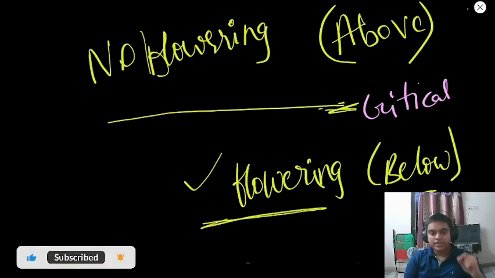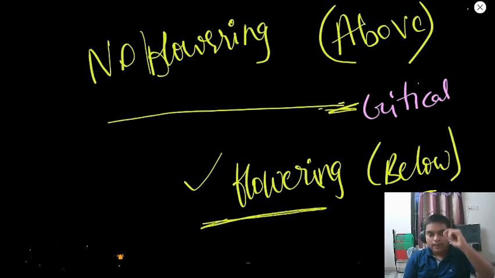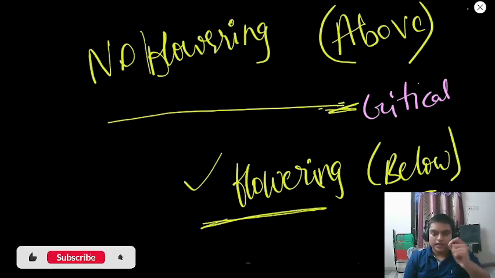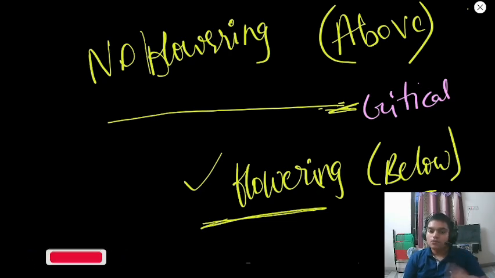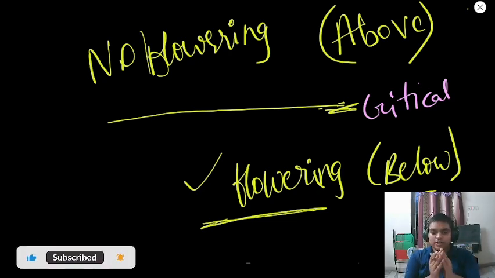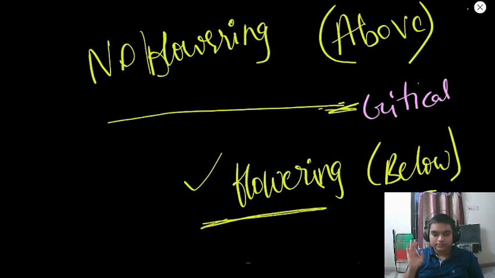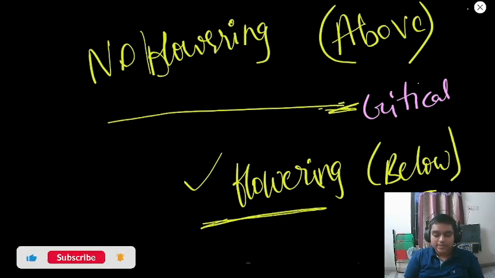Remember, say with me, the plants which flower below the critical period or critical photoperiod are termed as short day plants. No flowering above the photoperiod. If they are exposed more to light, there is no flowering. If they are exposed to less light, there is flowering. Those are termed as short day plants.